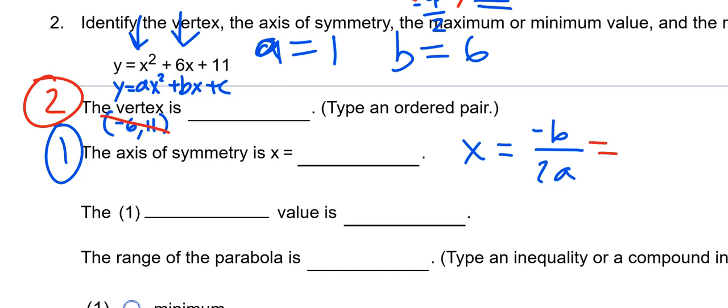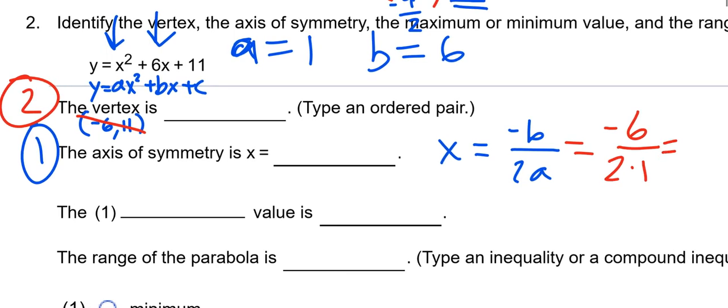Okay, so let's see here. We've got opposite of 6 over 2 times 1. Anybody know what that is? That is -3. Thank you very much. So, not only does that answer this question, but it answers half of that question. How in the world do we now find the rest of this vertex? Plug it in. Thank you very much.